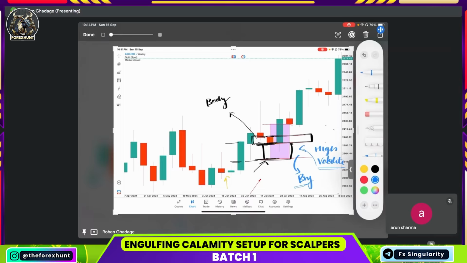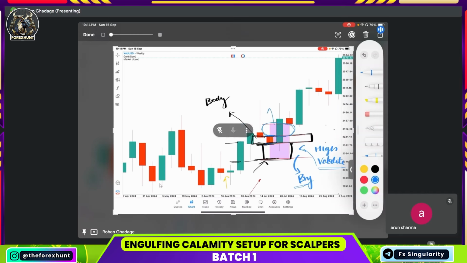So now let's focus on here. This is a medium volume area, and this area is a little weak area because it is the head of someone. It is the head of someone.